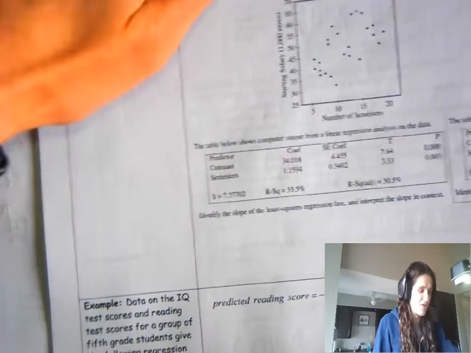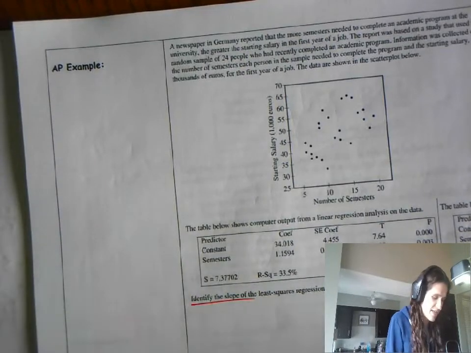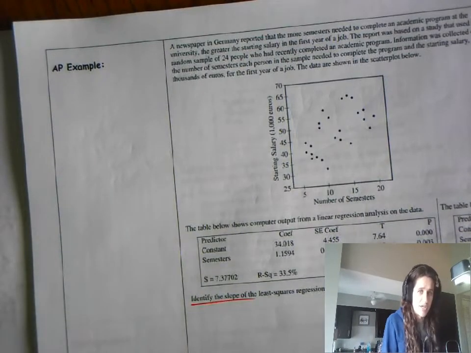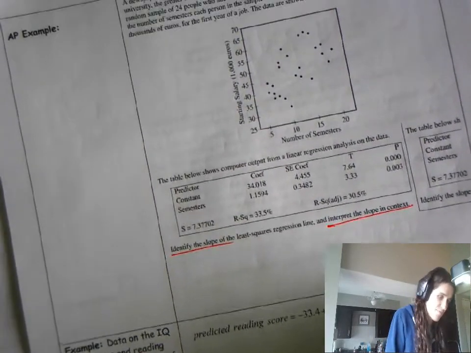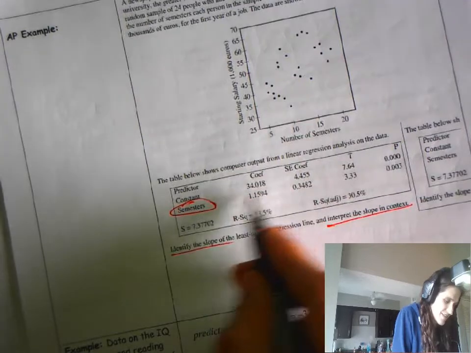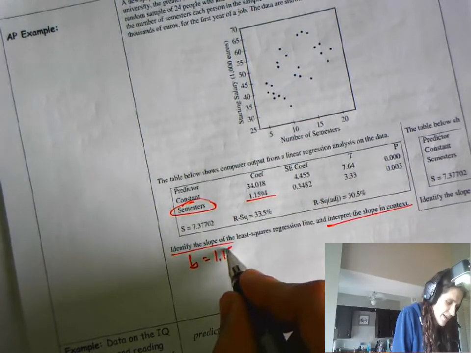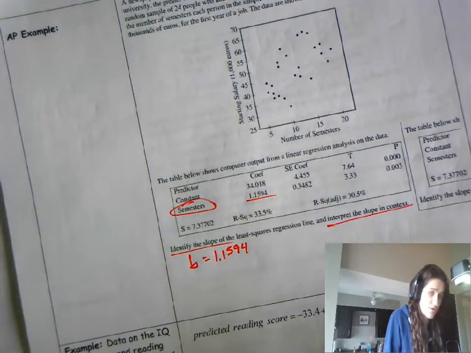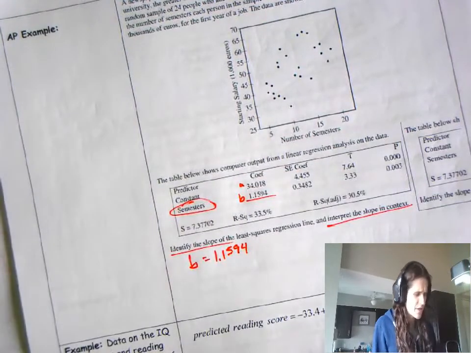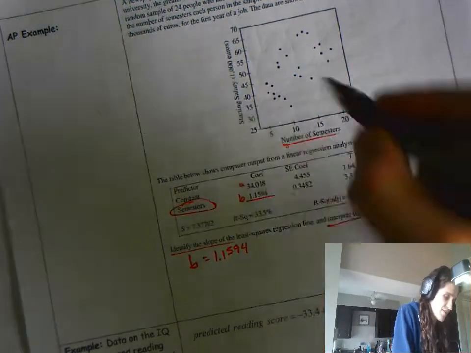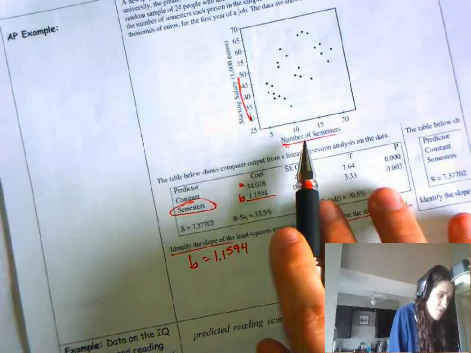You can read all of this about German salaries, but I'm going to skip to the meat. Identify the slope, interpret the slope in context. Okay. Where is the slope? The slope is right next to semesters. Our slope is 1.1594. That's our slope. Now remember, this is always going to be A, and this is always going to be B. What does it mean? Well, I see number of semesters and starting salary. If I read through this, we're talking about the relationship between what?